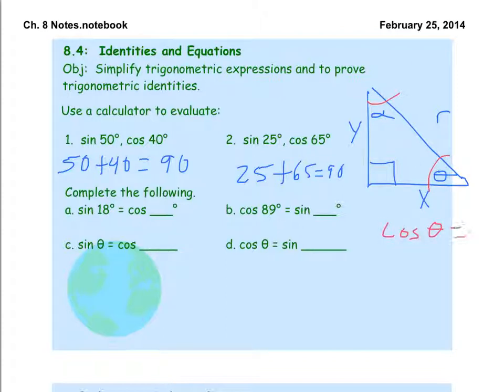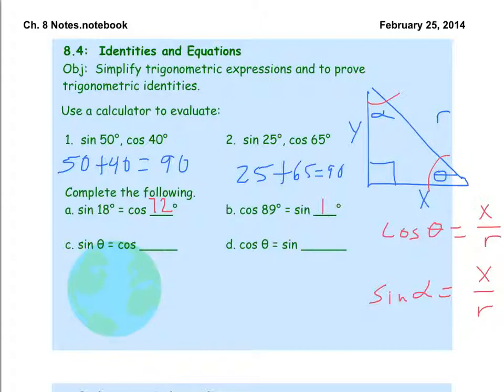Let's look at the cosine value of theta. That would be adjacent over hypotenuse. Let's look at the sine value of alpha. From alpha, side x is opposite, and r is still the hypotenuse, and there you go. Cosine of theta is going to be the same as sine of alpha. The sine of 18 degrees would be the same as the cosine of 72. Cosine of 89 would be the same as sine of 1.